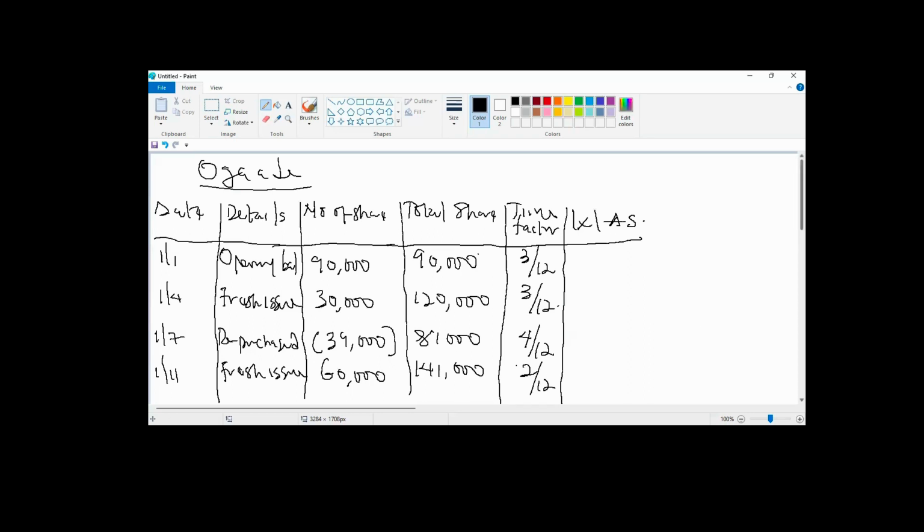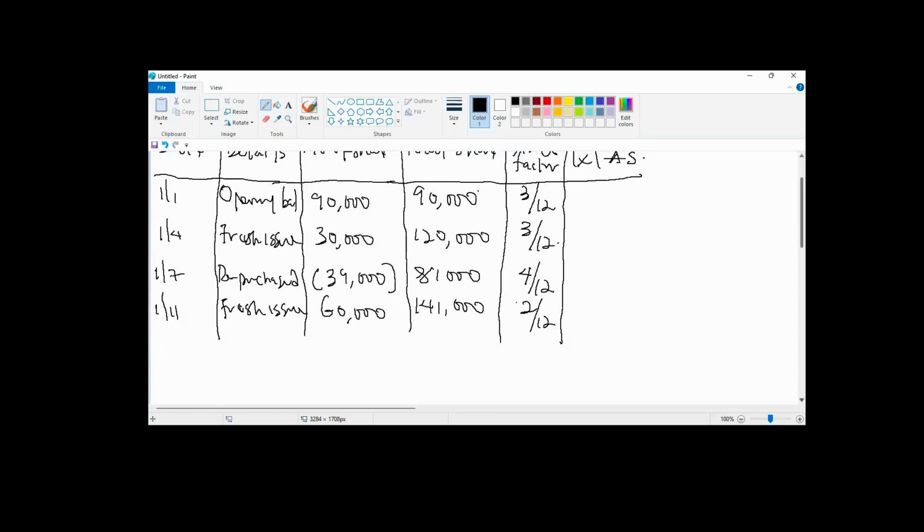I will now multiply from the total, which is from this column. 90 times 3 over 12. Please, let's do it together. Give me a figure, please. To get the requirement of the question, which is the weighted average shares, 90,000 times 3 over 12. What does it give us? 22,500. Thank you, ma'am. All right, 22,500. Then the second one, we have 120,000, 30,000. Next one.